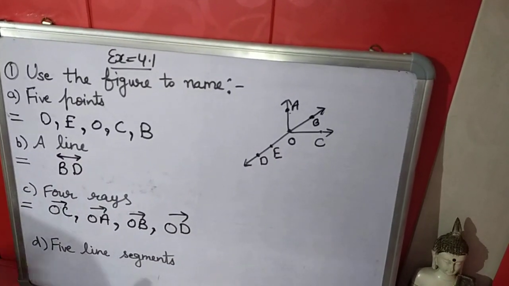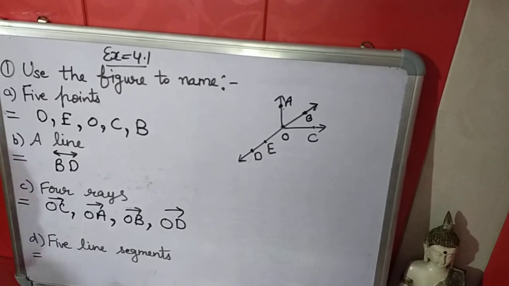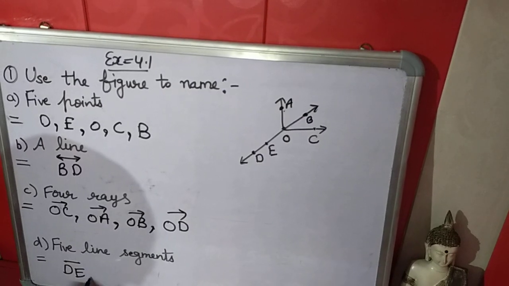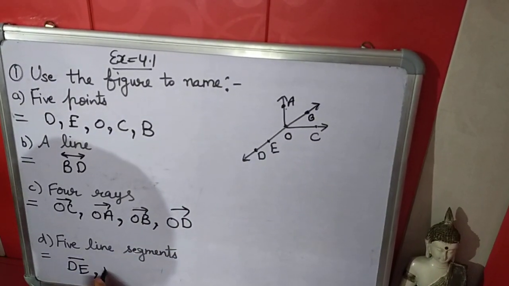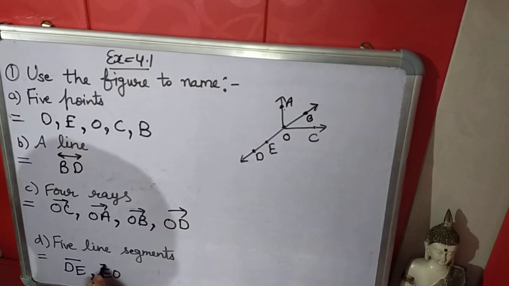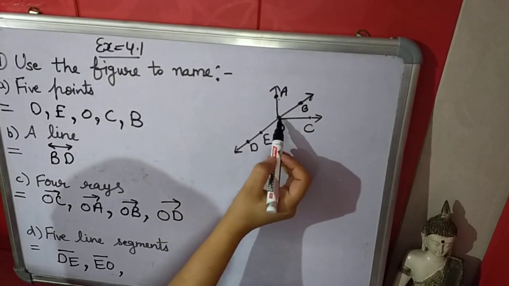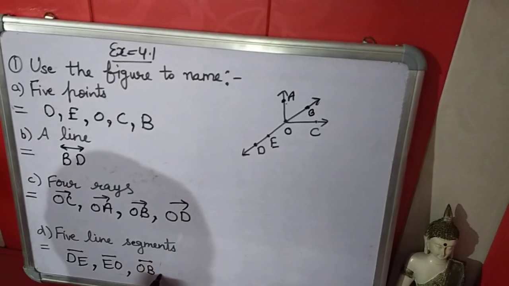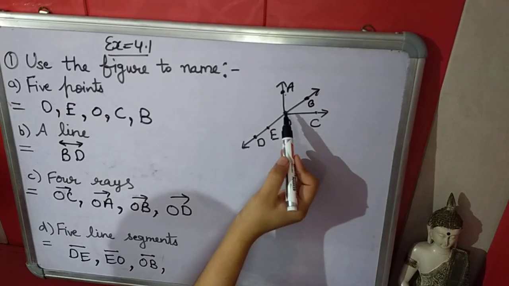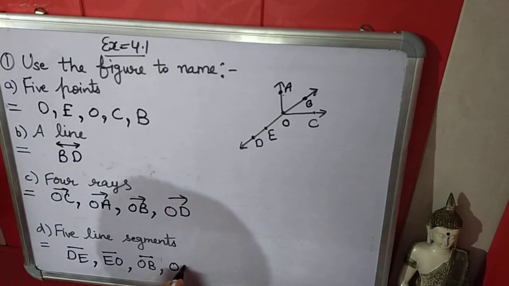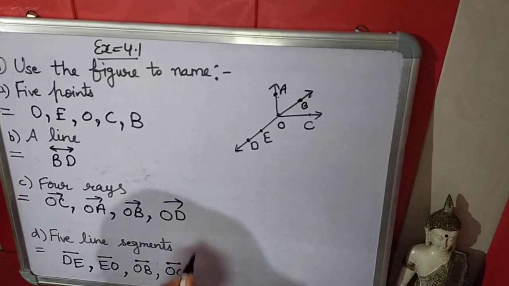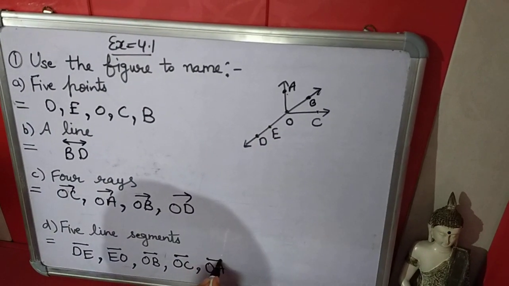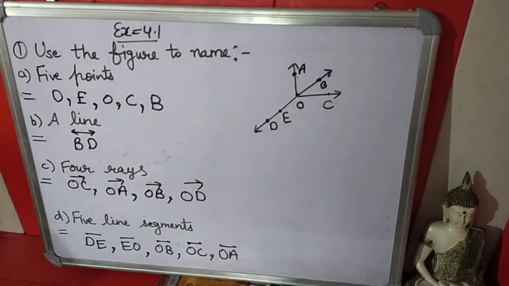Next, 5 line segments. You have to write 5 line segments. First is DE. Next is EO. Next is OB. Next you can write here OC. And next is OA. So you can write like this also. These are the 5 line segments.